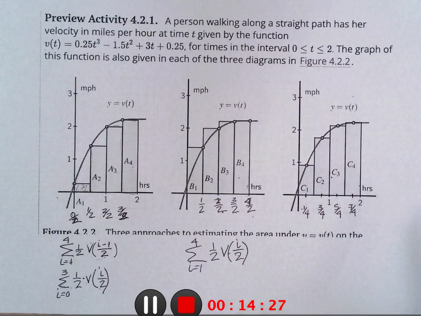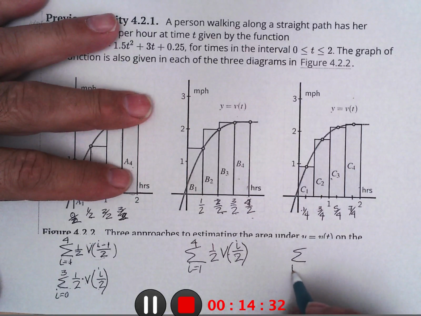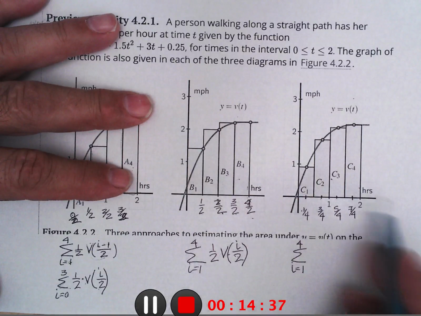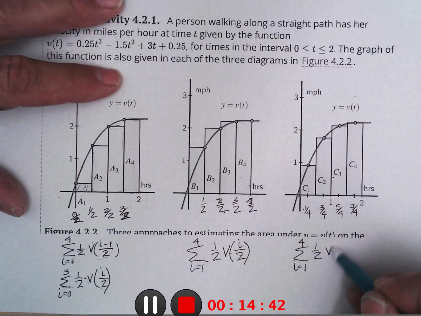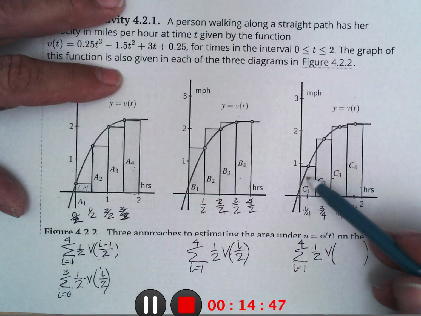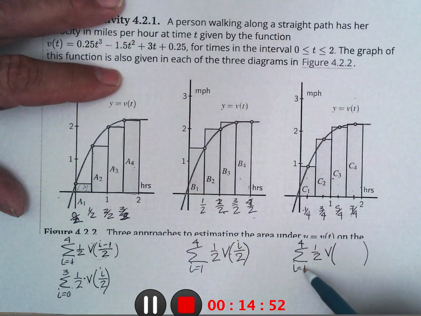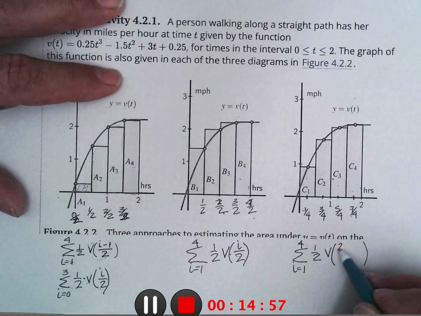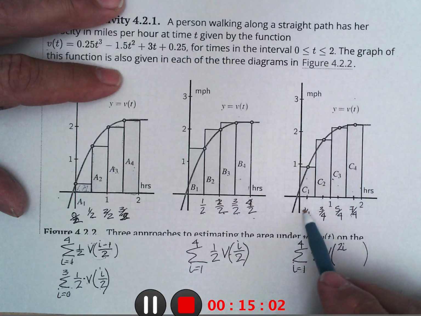So let's see if we can write a summation for that. I'll let I equal 1 to 4. The width of each one of these is still 1/2. And the height is determined by the velocity equation evaluated at 1/4 for the first one, 3/4 for the second, 5/4 and 7/4. How do I get that to happen when I is 1, 2, 3, and 4? Well, if I do 2I, I would get 2, 4, 6, 8. Each one of these is 1 less than 2, 4, 6, 8.